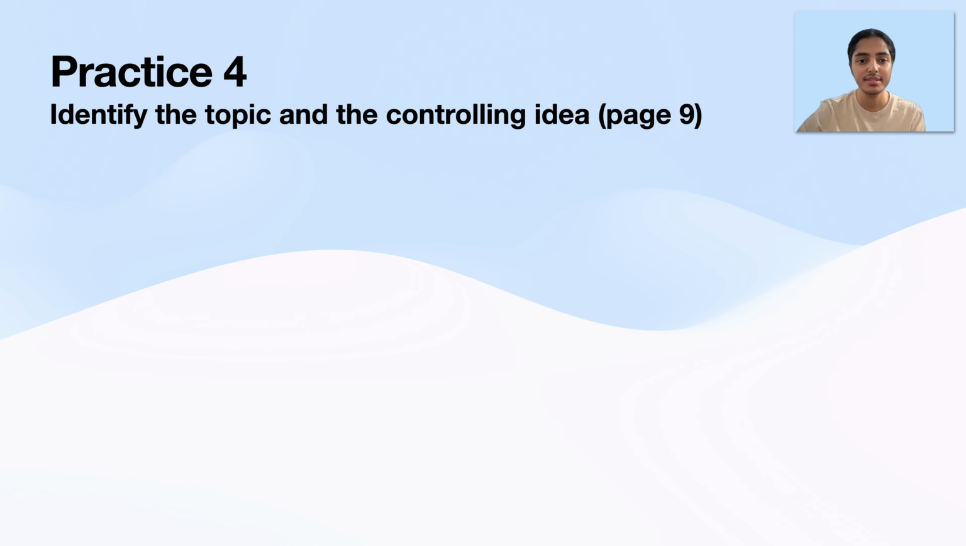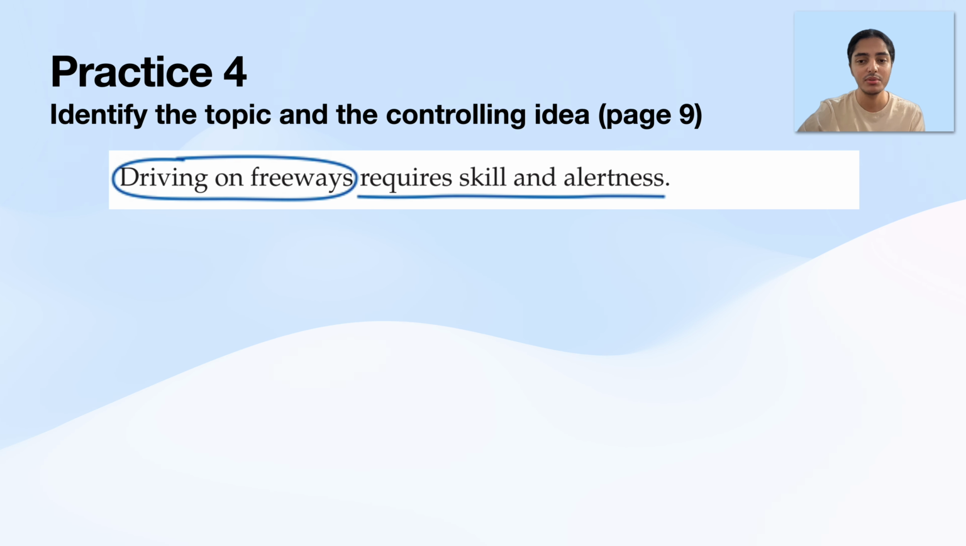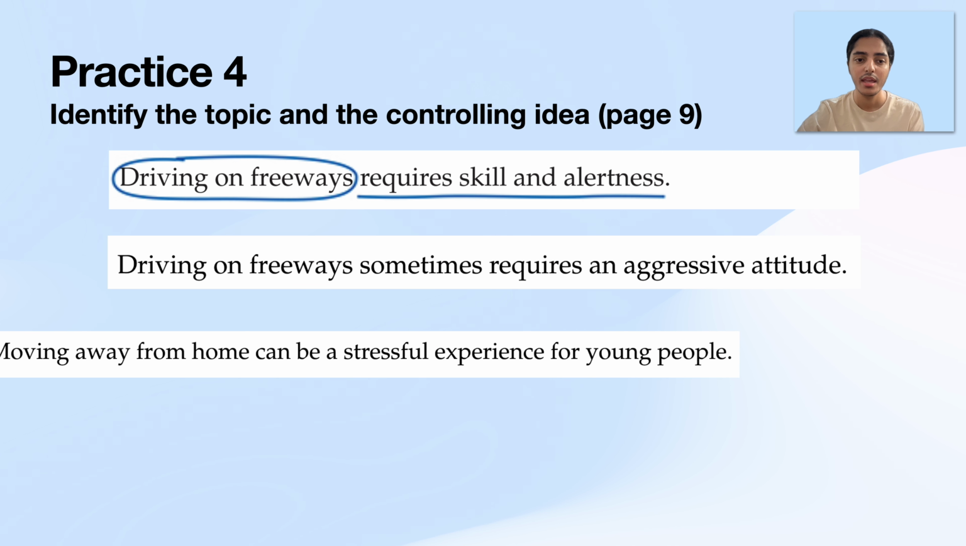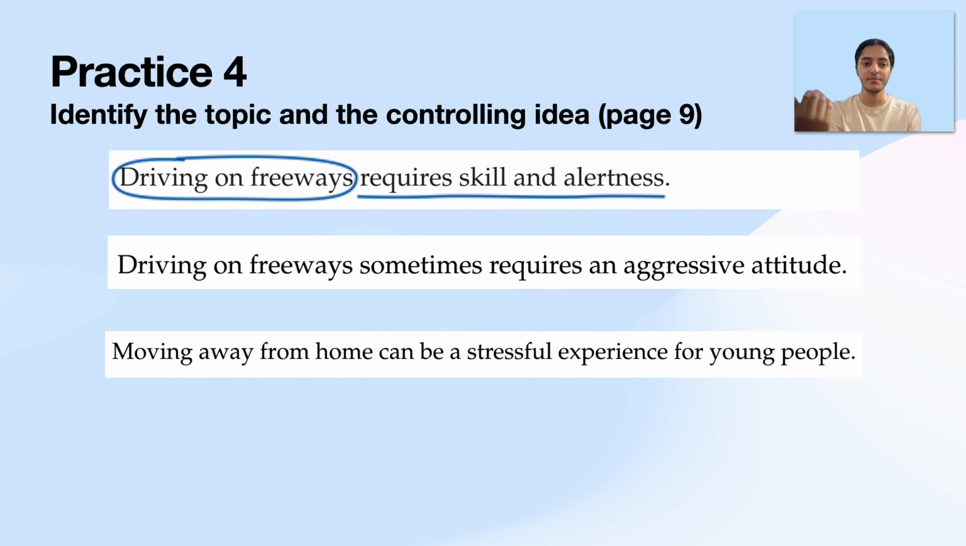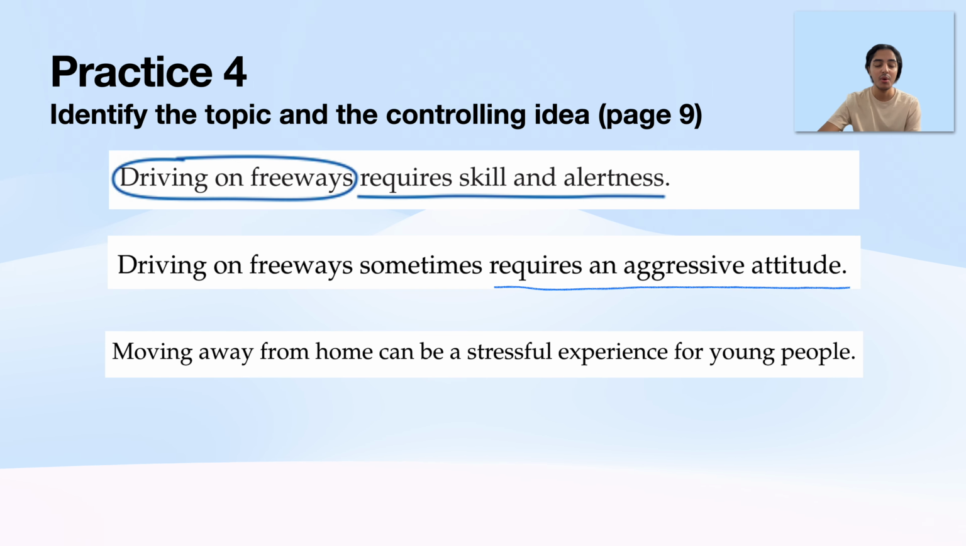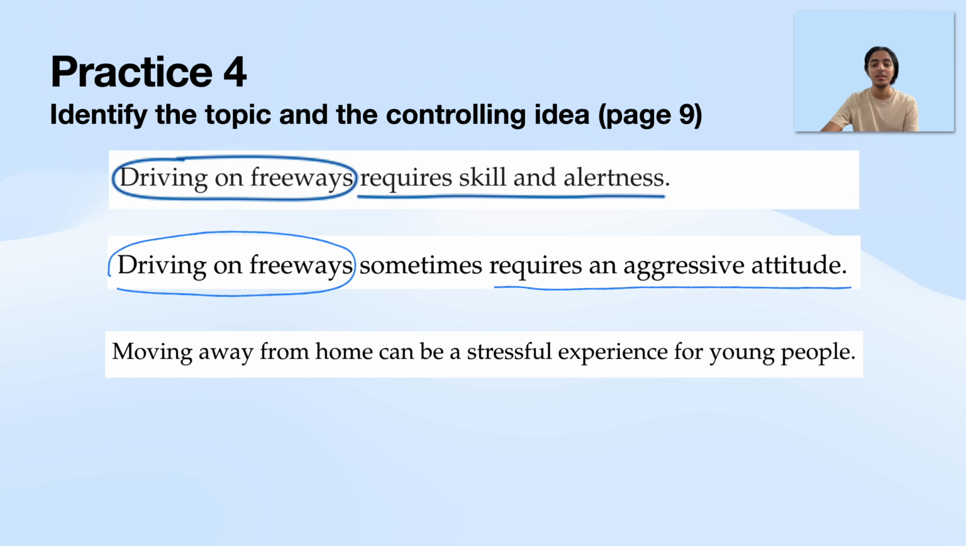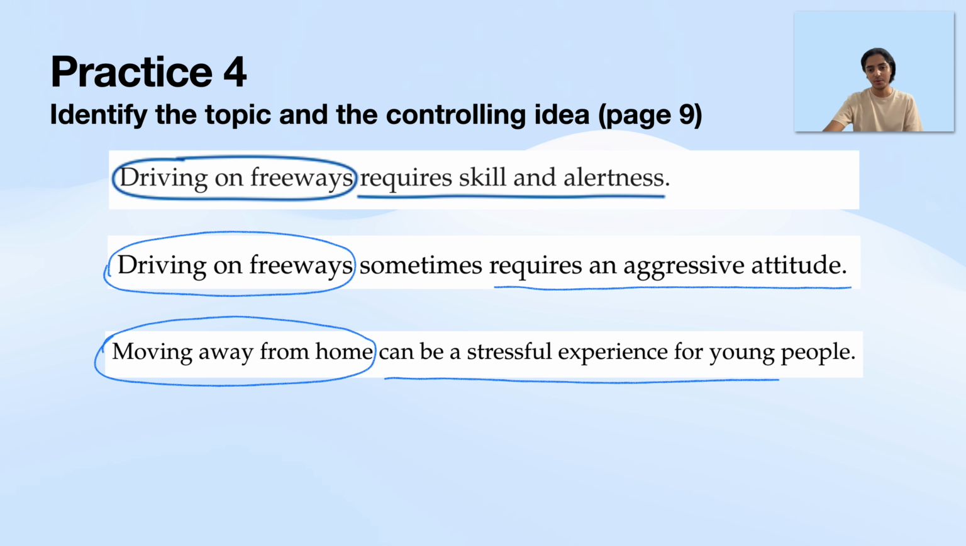Here, identify the topic sentence and the controlling idea. Here's the example. Driving on freeways requires skill and alertness. So driving on freeways is our topic, and requires skill and alertness is our controlling idea. Pause the video and please do it yourself. But I assume that you have paused the video. Let's continue. Driving on freeways is our topic and requires an aggressive attitude is the controlling idea. Also, moving away from home can be stressful. Moving away from home is our topic. Being stressful for young people is our controlling idea.